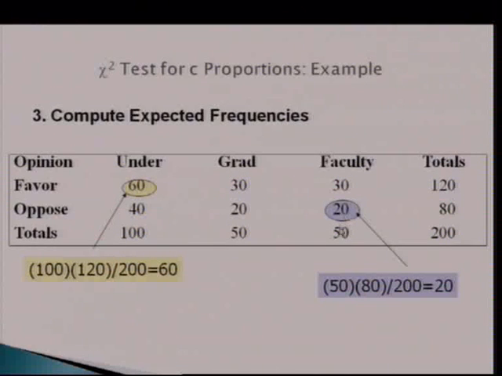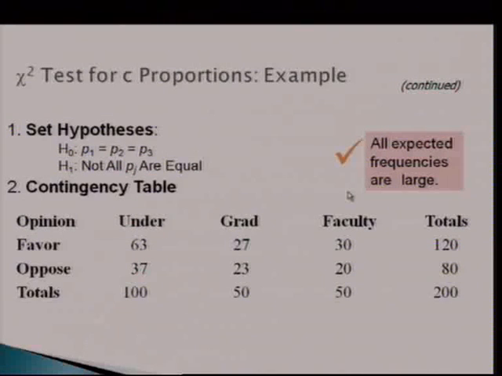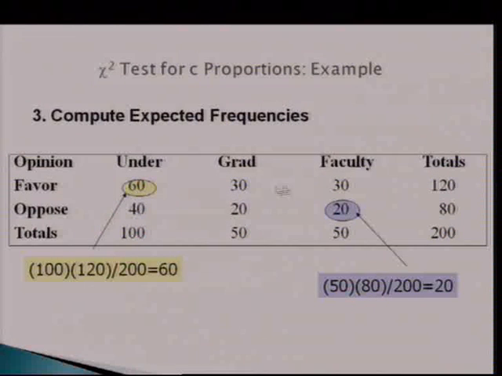Similarly, here you can look at, the total is 50 and the corresponding total is 80. So 50 into 80 by 200 is 20. And earlier the value in this place was 20. Now it may happen, sometimes it might be equal also. Okay. So we have calculated. Now you can look at these expected values, not a single one is less than 5. So we can now apply the chi-square test.